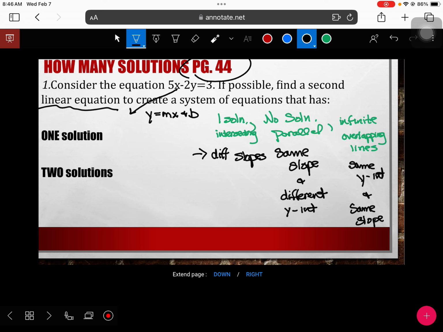Let's talk about two solutions. Think about lines. Okay? Remember, these are extended out. So if I look at these lines, is there any way they're going to intersect at exactly two places? No, it's either got to be overlapping, intersecting, or parallel. So is that possible to have exactly two solutions? Not for linear. No. So that one is not possible.